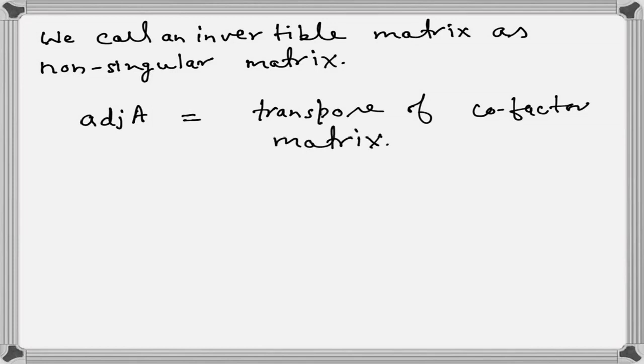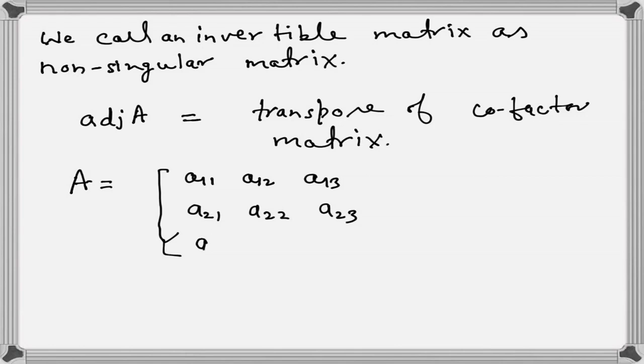Now the question is, what is cofactor? Let me explain all these things with the 3x3 matrix. Suppose A is a 3x3 matrix: A11, A12, A13, A21, A22, A23, A31, A32, A33. So what is the adjoint of A?